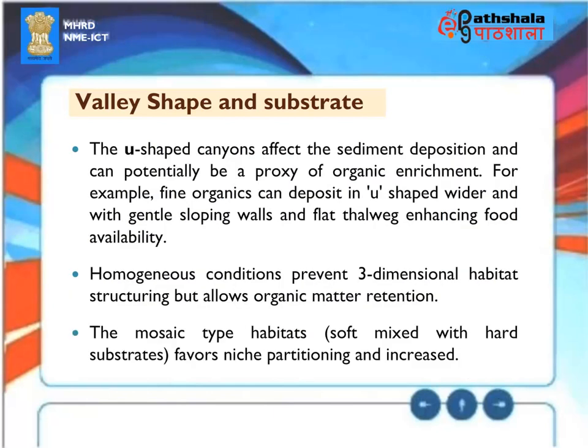The U-shaped canyons affect sediment deposition and can potentially be a proxy of organic enrichment. For example, fine organics can deposit in U-shaped canyons, which are wider with gently sloping walls and a flat thalweg, enhancing food availability. Homogeneous conditions prevent three-dimensional habitat structuring but allow organic matter retention. The mosaic-type habitats, soft mixed with hard substrates, favor niche partitioning and increased diversity.